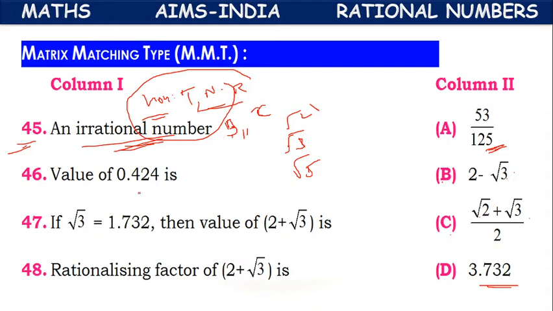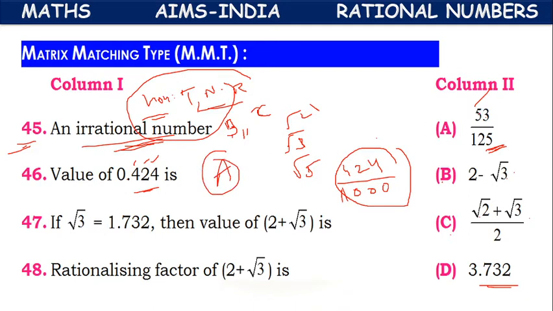So next, the 46th question. What is the value of 0.424? If we remove the point, we can write 424 by, after the point 3 places are there, so we will write a number having 3 zeros, means 1000. If we divide with the same number, we will get this answer. So option A is the right answer, 53 by 125.